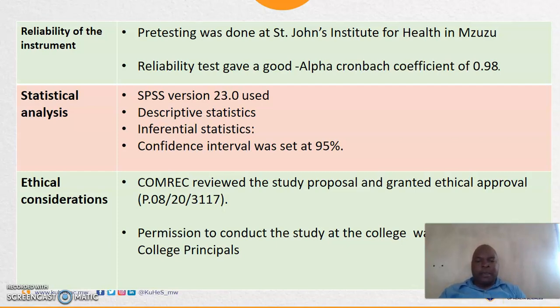We got ethical approval from COMREC, and that was the ethical approval number. Permission to conduct the actual study was granted by the college principals of the respective colleges.